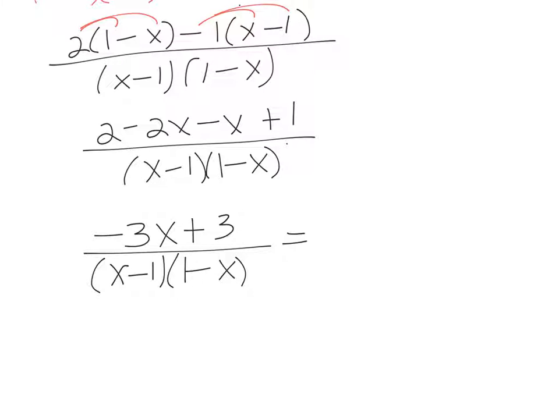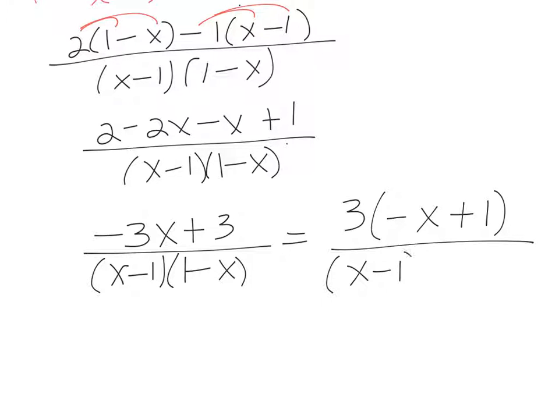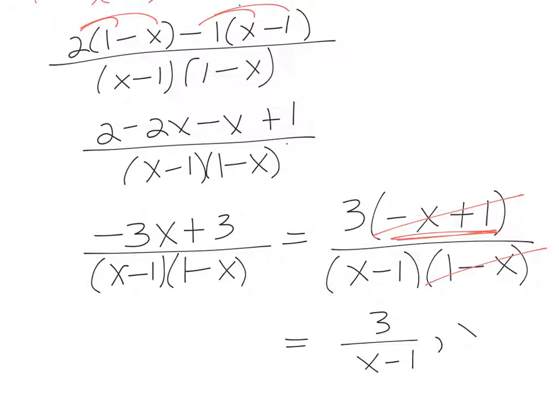What could I factor out from the top there? 3, sure. So if I factor out a 3, I'll get negative x plus 1 over x minus 1, 1 minus x. Now, negative x plus 1 is the same as 1 minus x. They're just in a different order. So you would have to notice that you can cancel that off to get 3 over x minus 1. And your non-permissible value here would just be 1, because that's the only one. These would both be 1. So you'd have to notice that you could cancel that off, which is a little bit tricky.